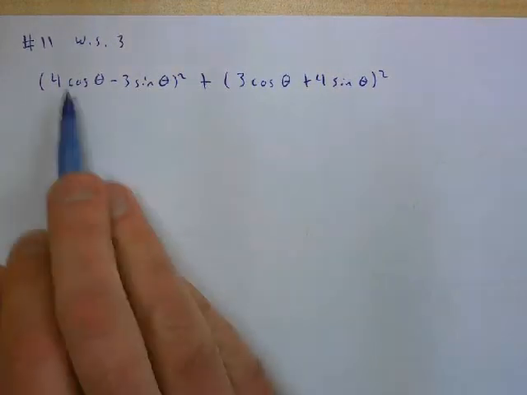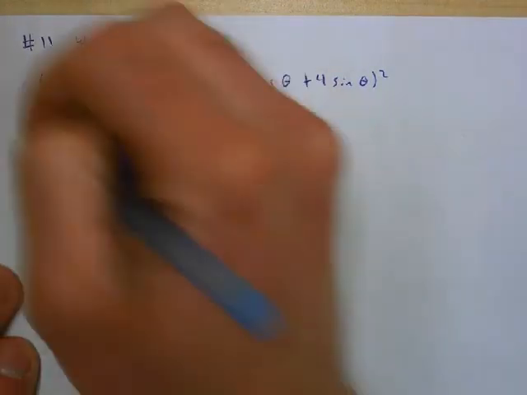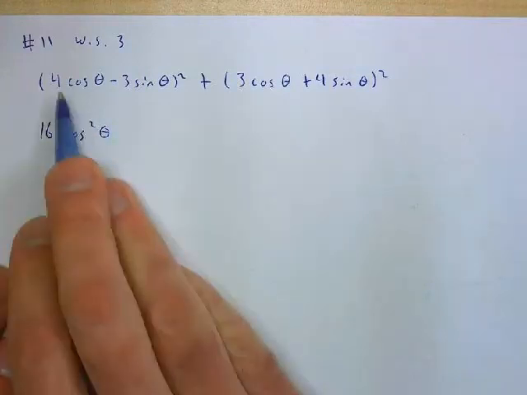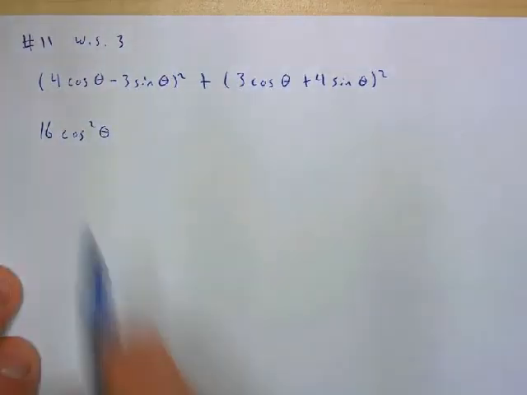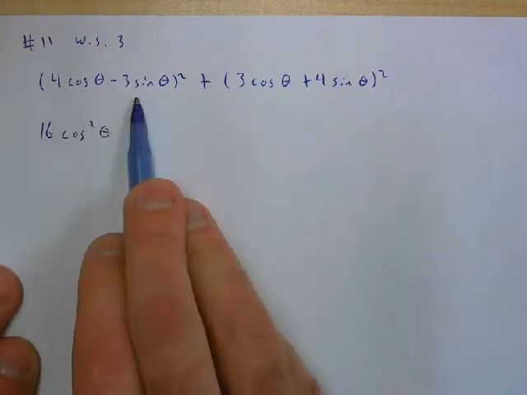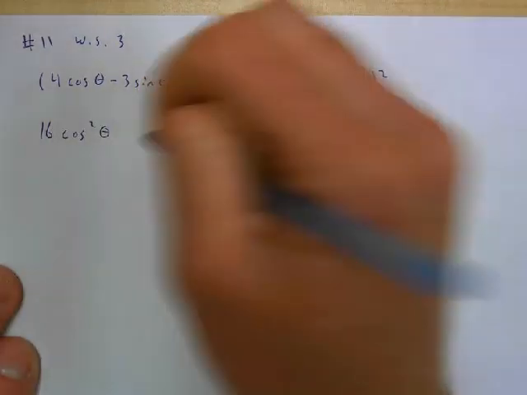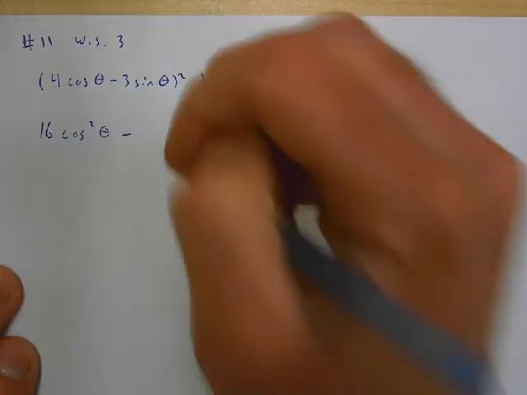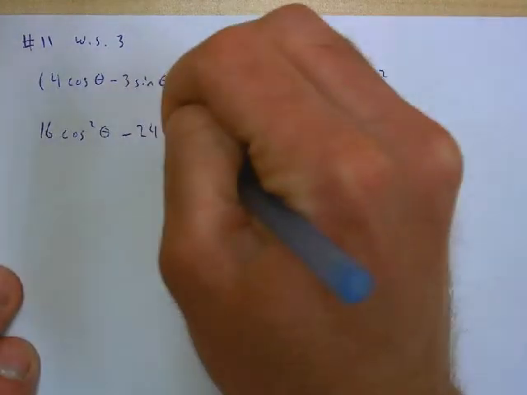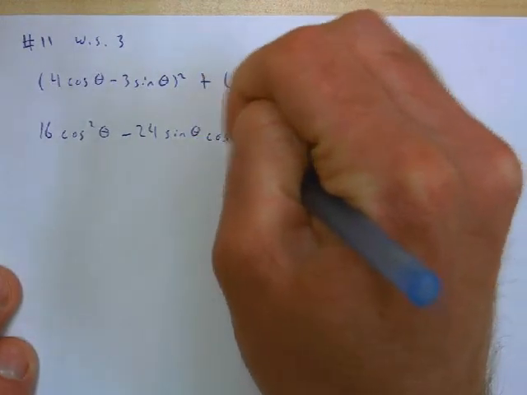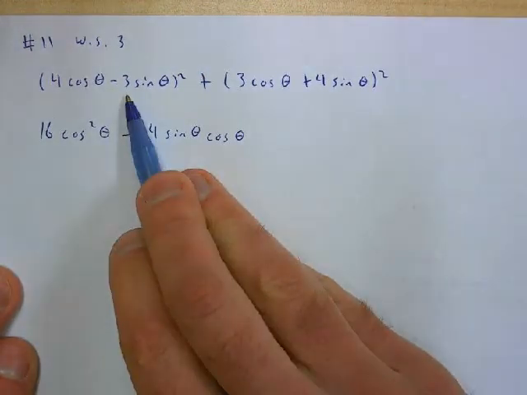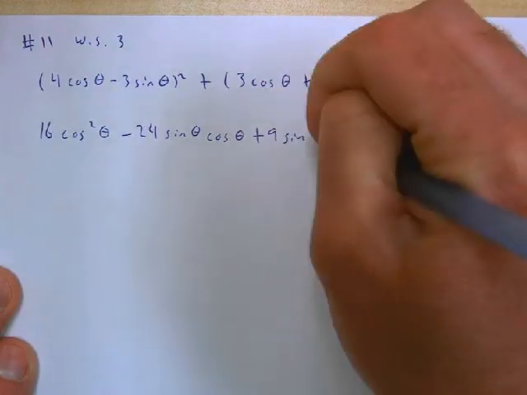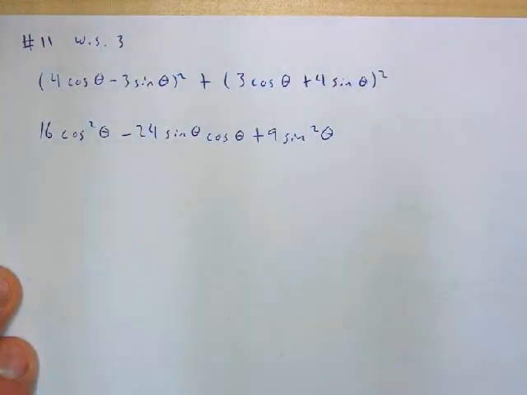If I FOILed this thing out, I'd have 4 cosine theta times 4 cosine theta to start, which would be 16 cosine squared theta. Next, I want to multiply my outside term and my inside term, and I would get that term twice. So then I'd have 4 cosine theta times negative 3 sine theta, and I get that twice. So I get negative 12 sine theta cosine theta twice. So that's going to be negative 24 sine theta cosine theta. Okay, and then next I'd have negative 3 sine theta times negative 3 sine theta, which would be plus 9 sine squared theta. Okay, hopefully we got room for this.